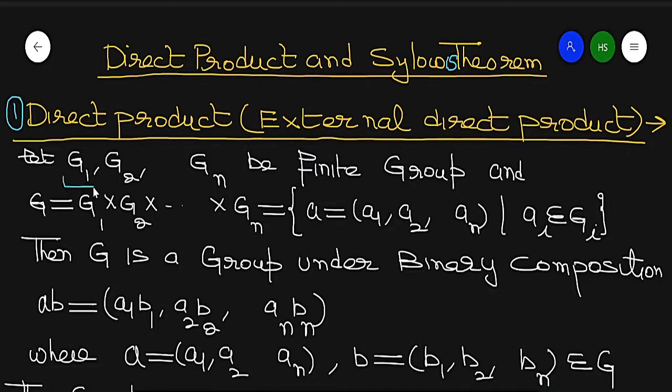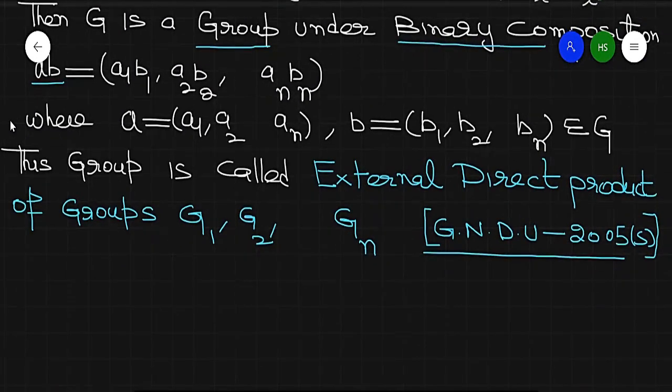Suppose G1, G2, ..., Gn are finite groups, groups of finite order. Then their Cartesian product, whose elements are of this kind, is again a group under this binary composition, and this group is called the external direct product of the groups G1, G2, ..., Gn. So this is the definition of the external direct product.